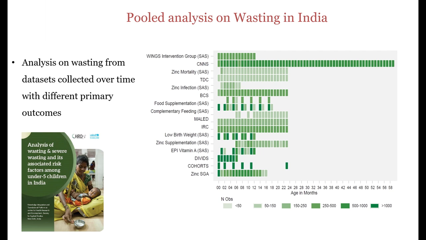A similar example on which I worked: we had 27 data sets in the KI platform, and we analyzed wasting, the incidence of wasting in India for the first time. It was only because we could harmonize data across time, across surveys, and then combine them together.